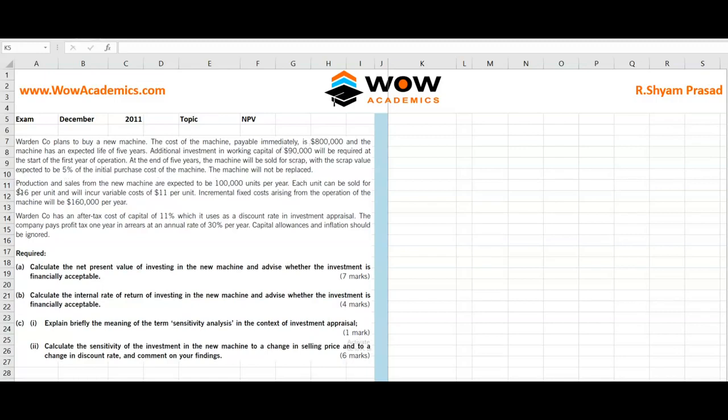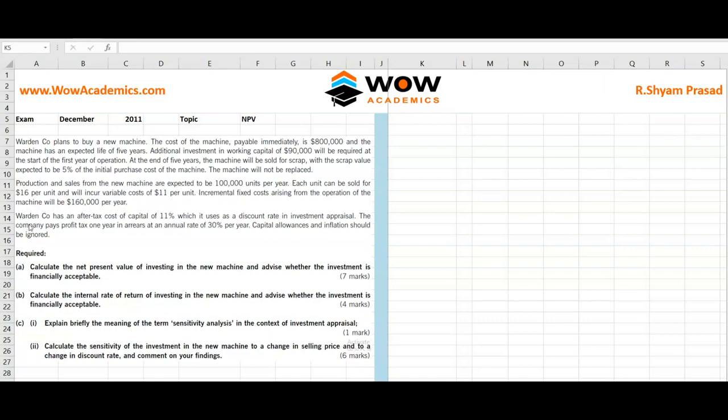The second paragraph is: production and sales from the new machine are expected to be 1 lakh units per year. Each unit can be sold for 16 per unit and will incur a variable cost of 11 per unit. Incremental fixed cost arising from the operations of the machine will be 1,60,000. So they have told you about the operational angle of the machine.